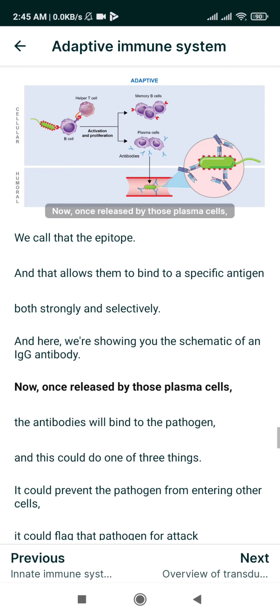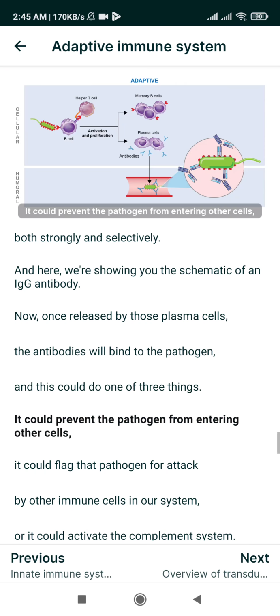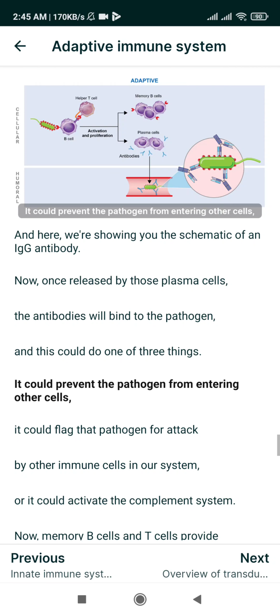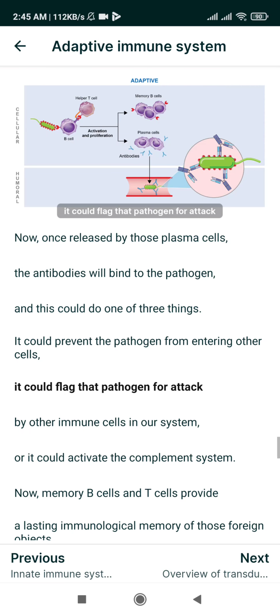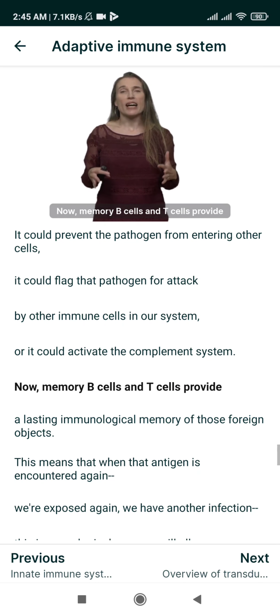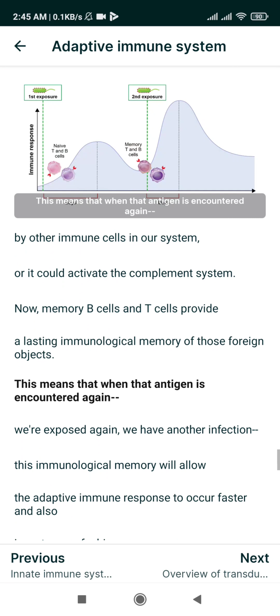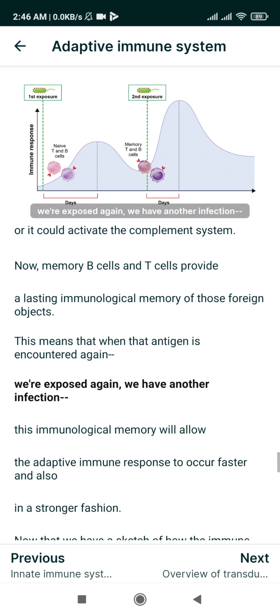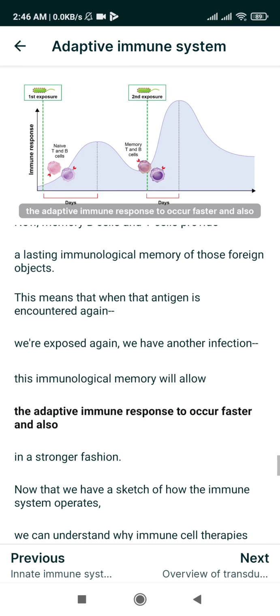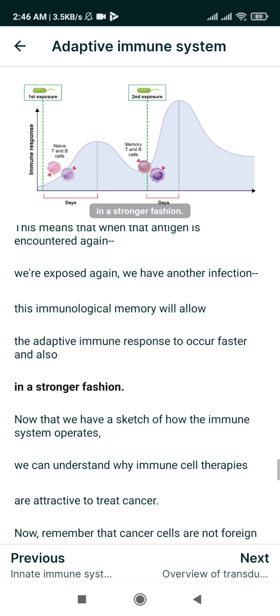Now, once released by those plasma cells, the antibodies will bind to the pathogen, and this could do one of three things. It could prevent the pathogen from entering other cells. It could flag that pathogen for attack by other immune cells in our system, or it could activate the complement system. Now, memory B cells and T cells provide a lasting immunological memory of those foreign objects. This means that when that antigen is encountered again, we're exposed again, we have another infection, this immunological memory will allow the adaptive immune response to occur faster and also in a stronger fashion.